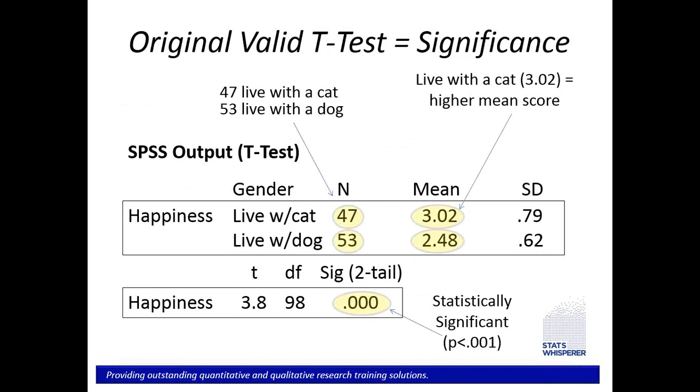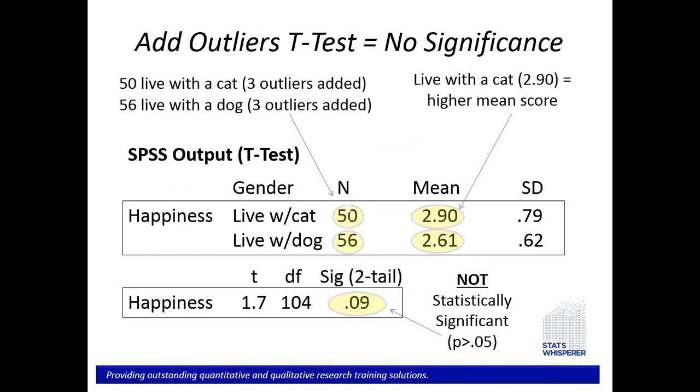So let's say we did a t-test, right? Examining if people that live with dogs or cats are extremely more or less happy. Now we see here, there's 47 people that live with a cat and 53 that live with a dog, right? And the mean for the cat people is higher, right? And the dog people is lower. And we can see under the significance, it's less than 0.05, so it's a statistically significant finding that one is happier than the other. Now, this is the actual analysis.